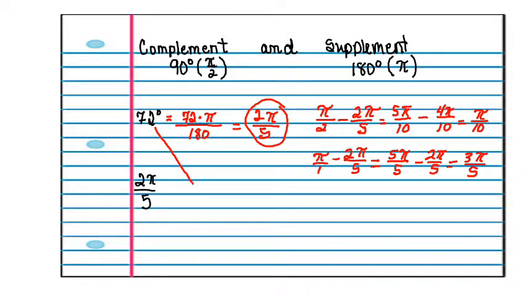For the 72 here, it would be 90 minus the 72 if we were working in degrees. And the result would be, let's see, 18 degrees. So the pi over 10 would be the same as 18 degrees. And then the 180 minus the 72.